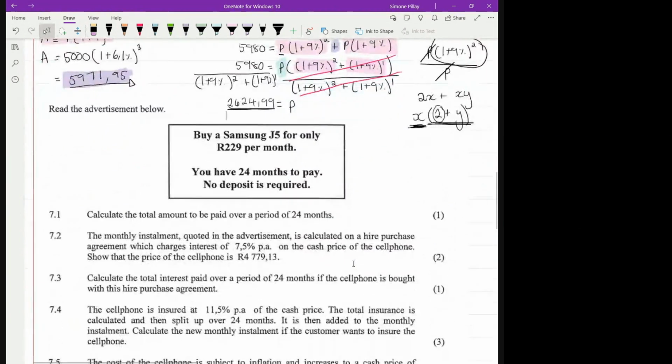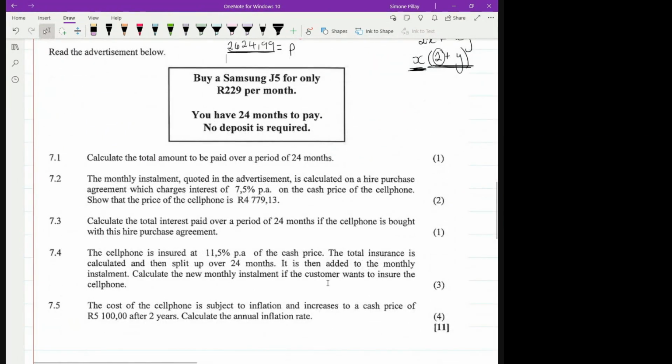We are going to look at the next little bit of our question. So they have an advert over here. Buy a Samsung J5 for only $229 per month. You have 24 months to pay. No deposit is required. 7.1, pretty easy. Calculate the total amount to be paid over a period of 24 months. Somebody tell me, what would we do here? What is the sum for me to calculate that?